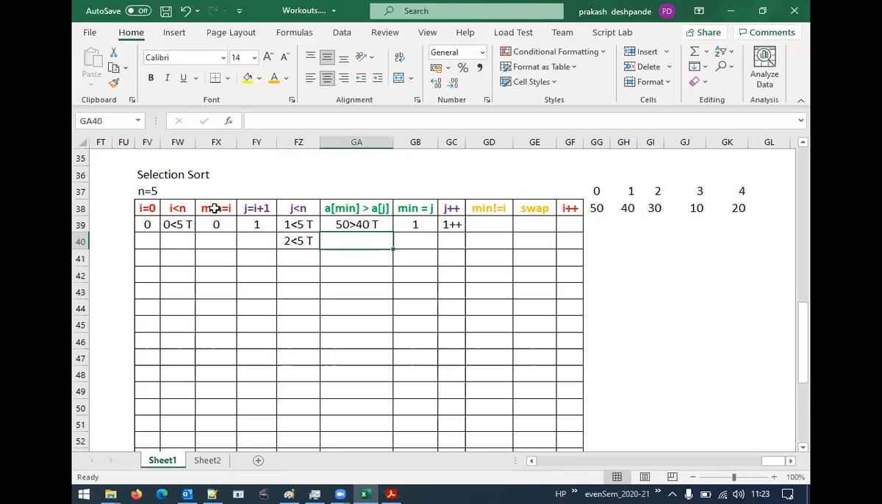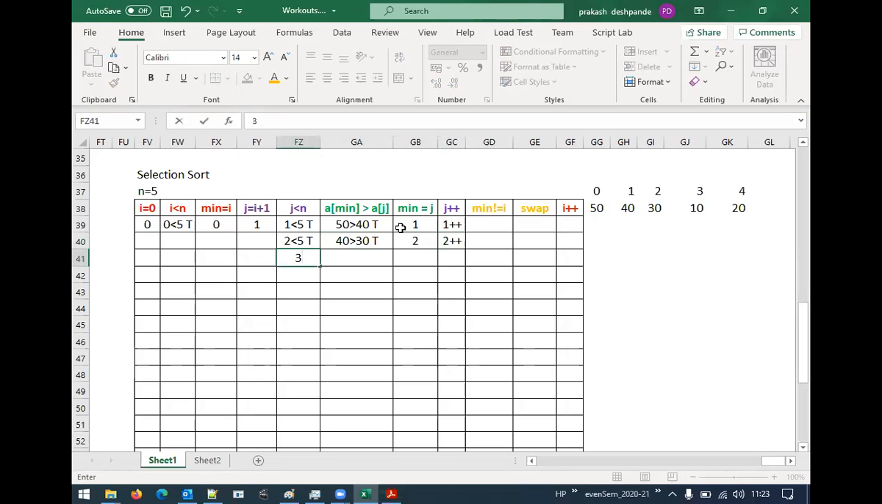If you look at the previous row, we have 2 columns which are representing min. Initially it was 0, but later it was modified as 1. So now the min value is 1. A of 1 is 40. Is this 40 greater than A of j? J means 2. A of 2 is 30. Is 40 greater than 30? Yes. Okay. If it is true, then again min will get updated. What will the min value be now? 2. Then j plus plus, that is 2 plus plus.